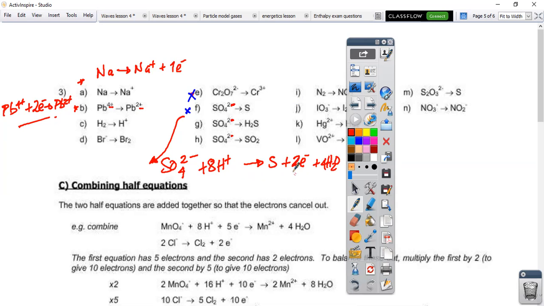Now, if I look at this, what's the charge I've got this side? I've got a charge of minus 2, but the charge I've got this side, there's 8 positives, plus 8, and a minus 2 gives me plus 6. So the charges are not balanced, so it can't be correct.